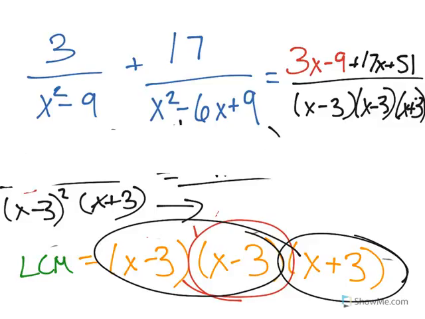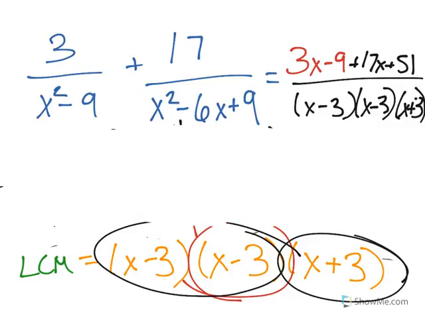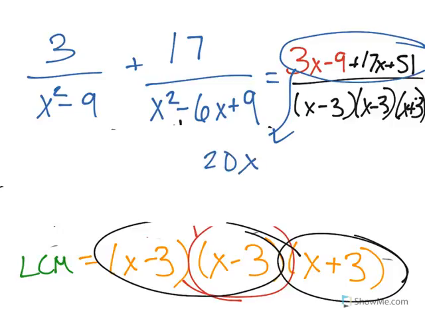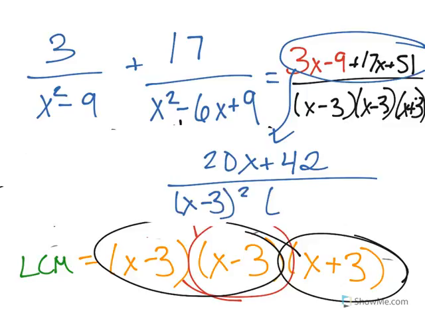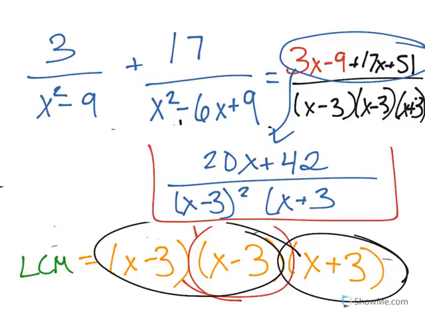And now we just add the numerators by combining like terms. So that's 20x plus 42, and we can factor this out if we wanted to. There's no need to, and we're left with x minus 3 squared times x plus 3 as the denominator. And we just added these two expressions together.